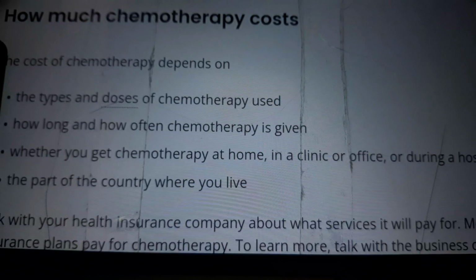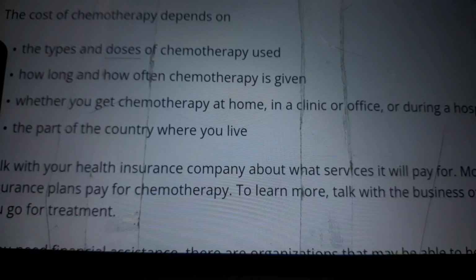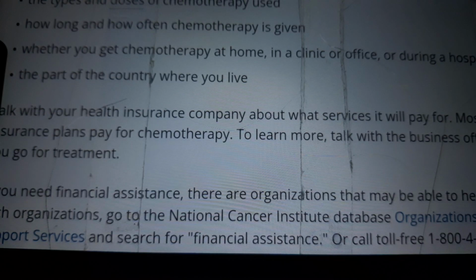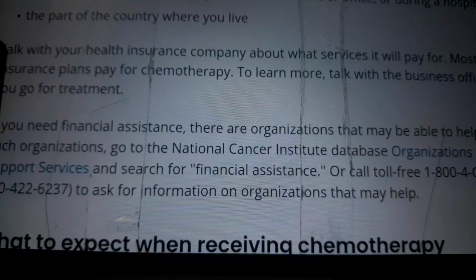And how much does chemotherapy cost? The cost of therapy depends on the type and dose of chemotherapy used, how long and how often chemotherapy is given, whether you get chemotherapy at home, in a clinic or office, or during a hospital stay, and the part of the country where you live.